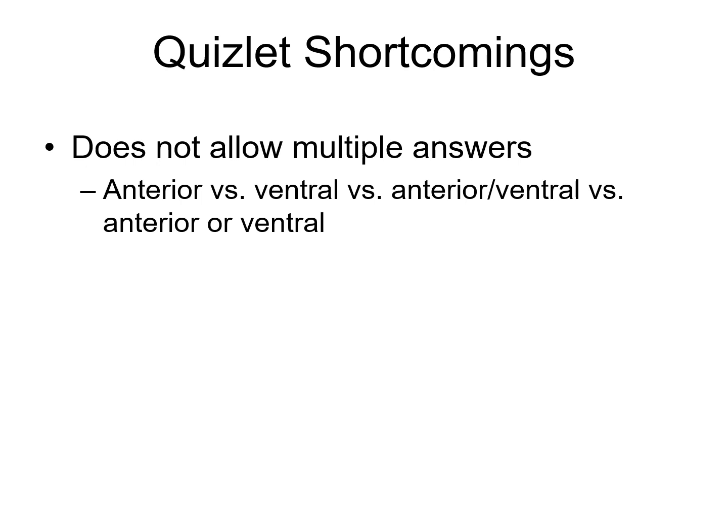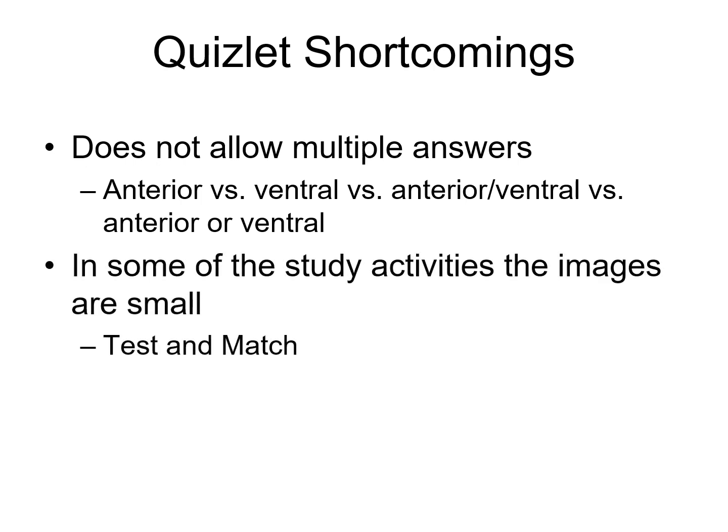So in some cases you may give anterior and the answer is ventral and it counts it wrong, and you just have to sort of override it, right? Understand, like, oh yeah, Chuck put in ventral as the answer, but either one is fine. And then in some of the study activities, the images are so small they're very hard to see, such as in test and match. So those are some of the shortcomings of Quizlet.